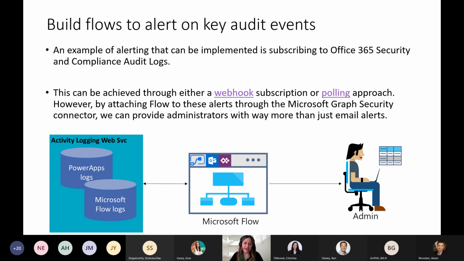So if there are any specific audit events that you want to get alerted on, you have the ability to create a flow that will pull that information using the Graph Security connector. Essentially, that gives you the ability to create alerts and maybe get emails or what have you anytime a specific activity occurs.